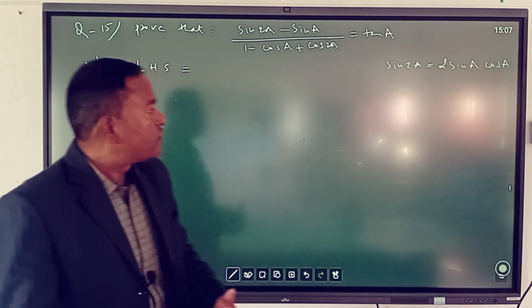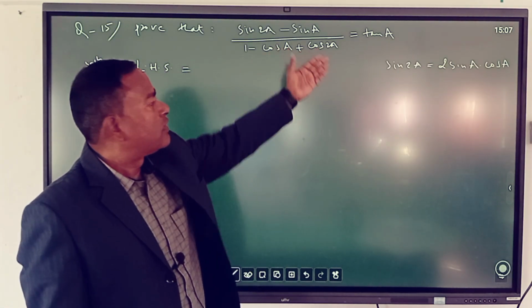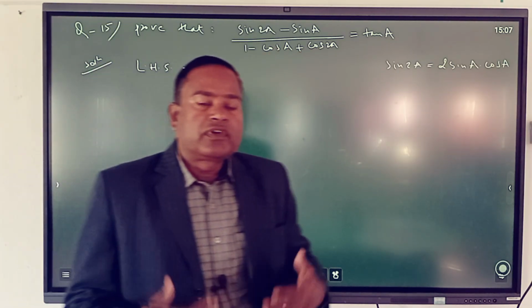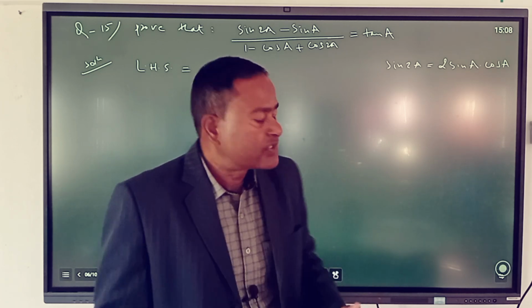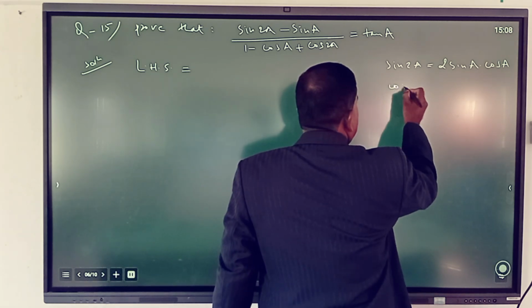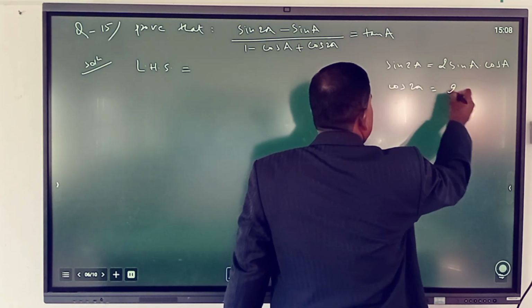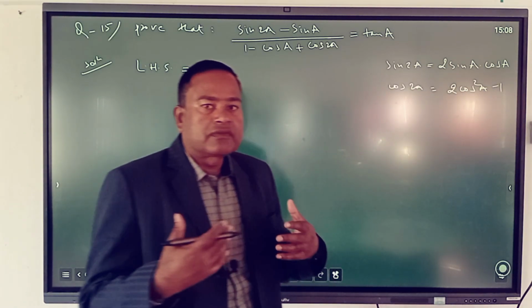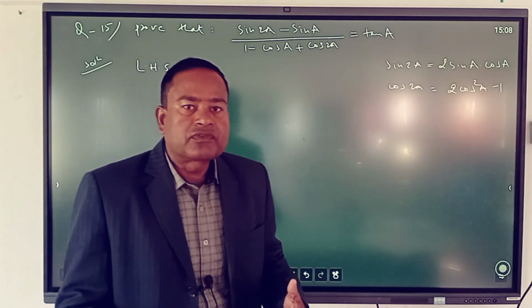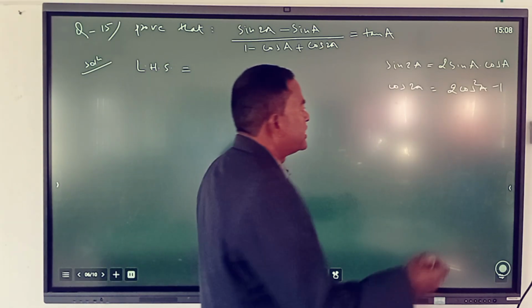And another formula we have to use is the formula of cos 2a. The formula of cos 2a is 2 cos square a minus 1, and in terms of sin a, the formula of cos 2a is 1 minus 2 sin square a.